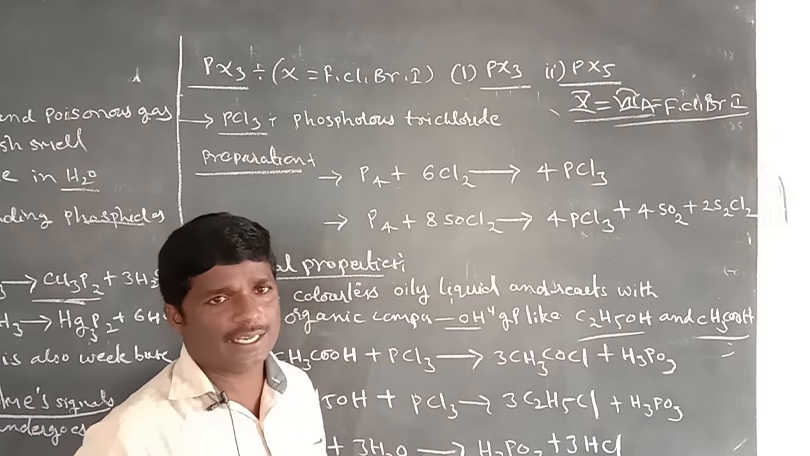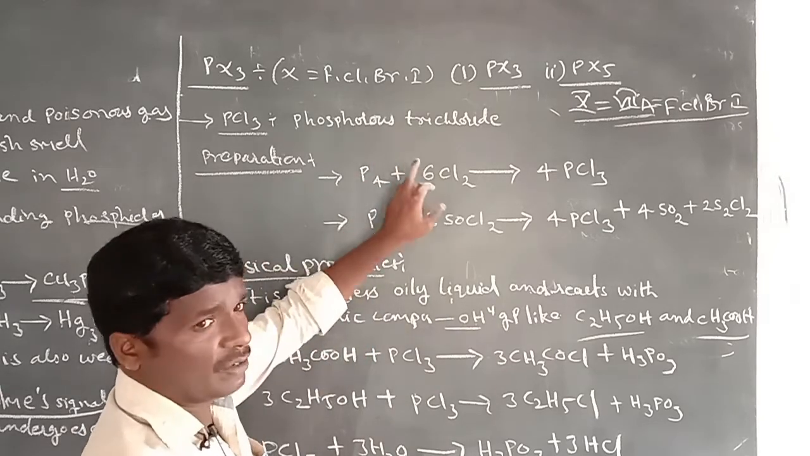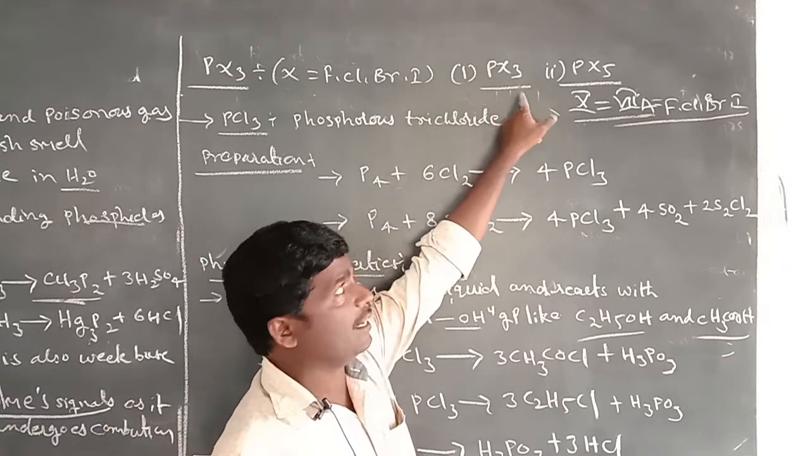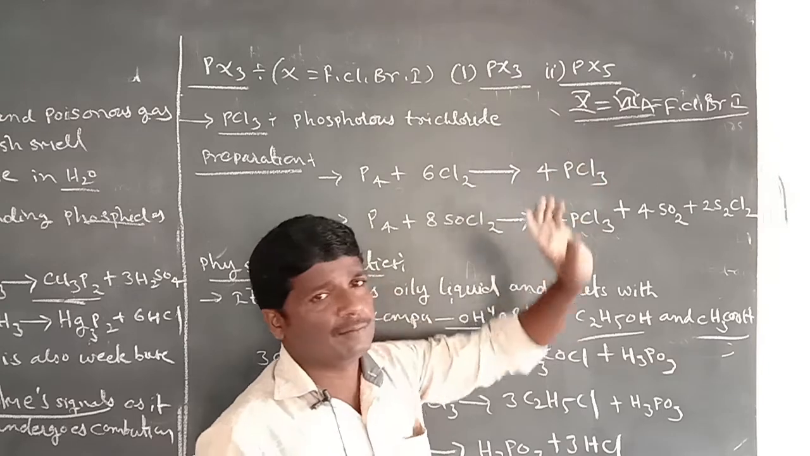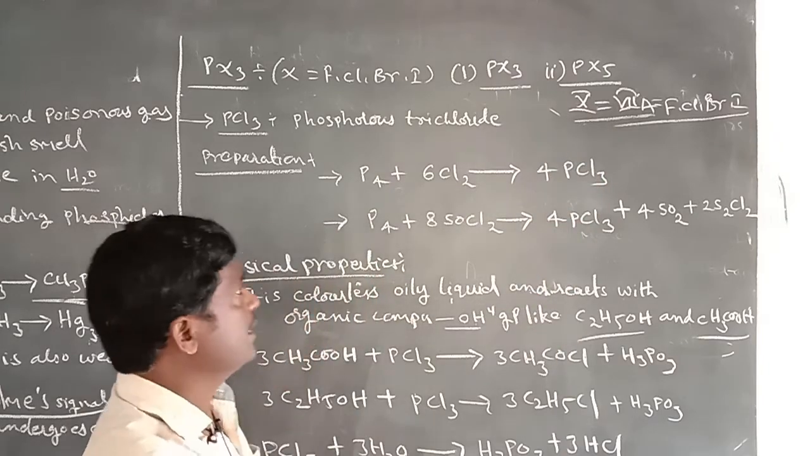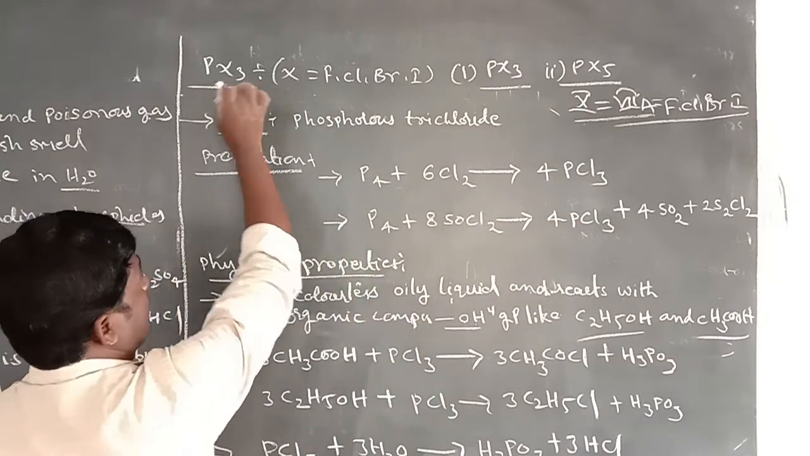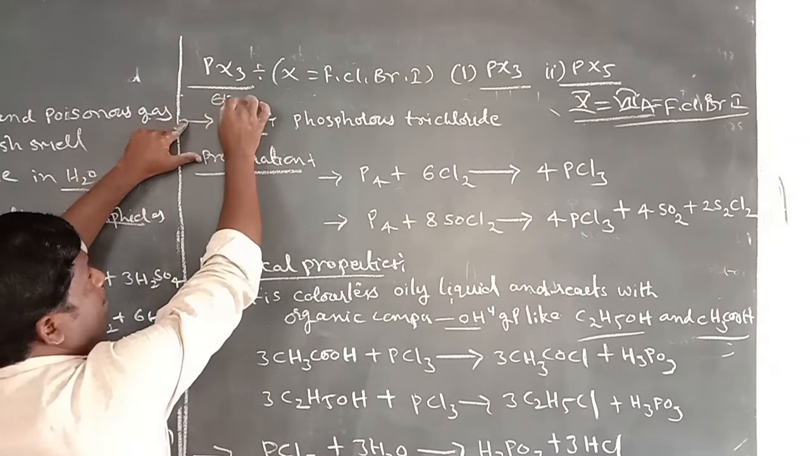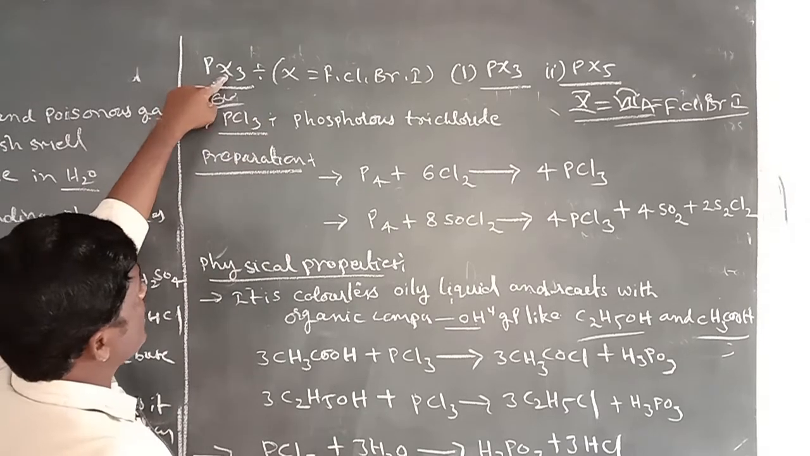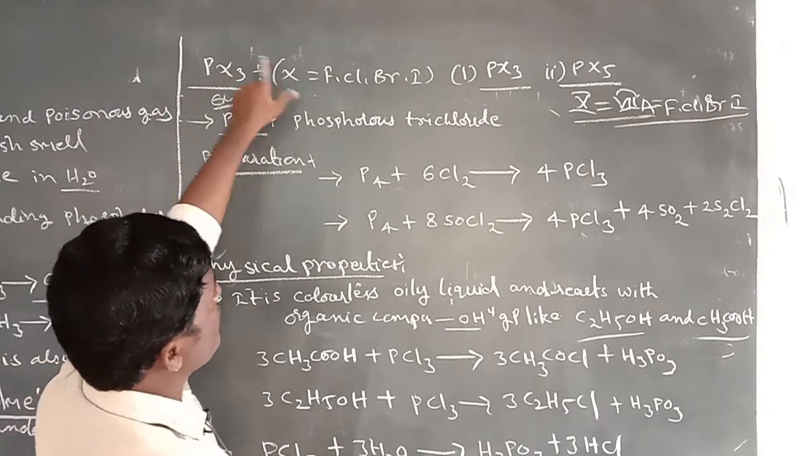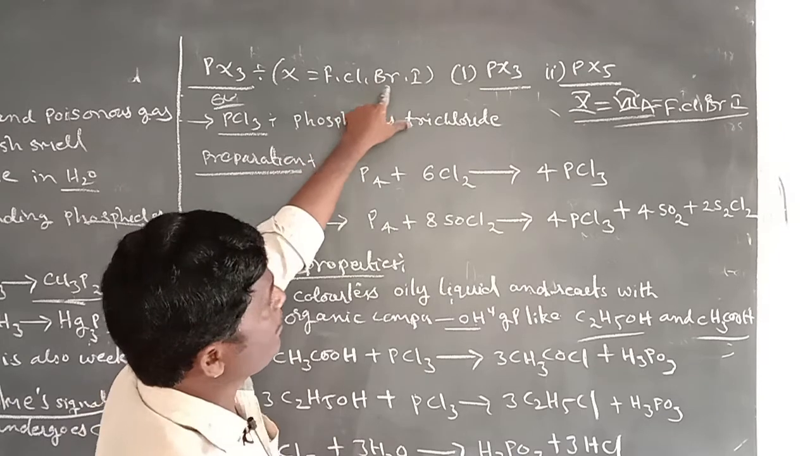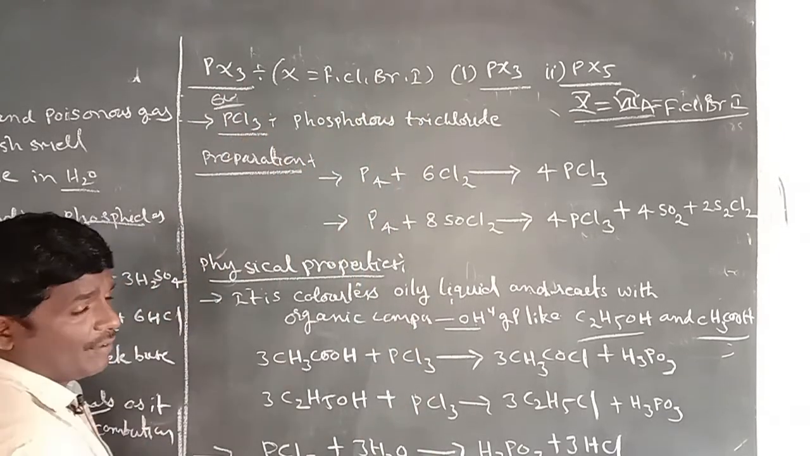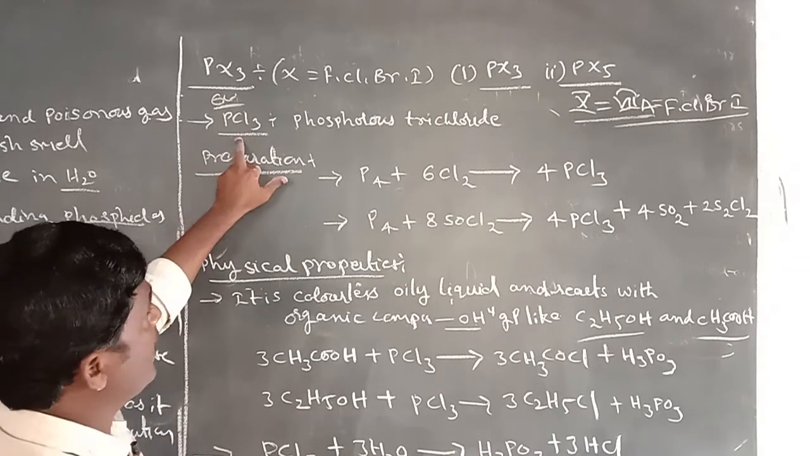Here phosphorus reacts with the halogen, then forms two types of halides: the first one is phosphorus trihalides and the second is phosphorus pentahalides. For example, the first one, phosphorus trichloride, PCl3. Here X is also known as chlorine, or X stands for F, Cl, Br, I. So here phosphorus reacts with chlorine, then forms phosphorus trichloride.